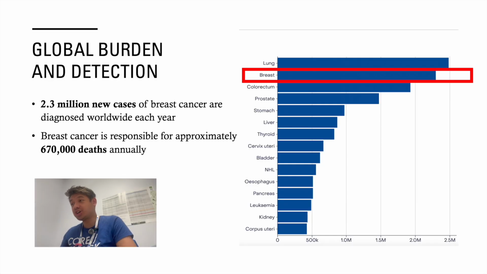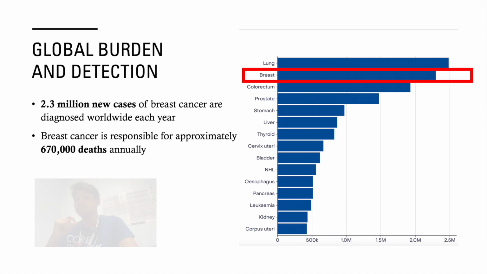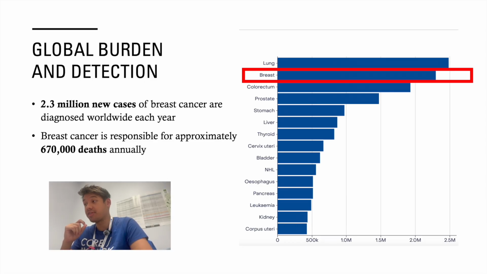Alright, let's jump into breast cancer, starting with a few words about epidemiology. Breast cancer is the second most common cancer worldwide, just right after lung cancer. Every year, there are about 2.3 million new cases in the world and around 670,000 deaths caused by breast cancer.